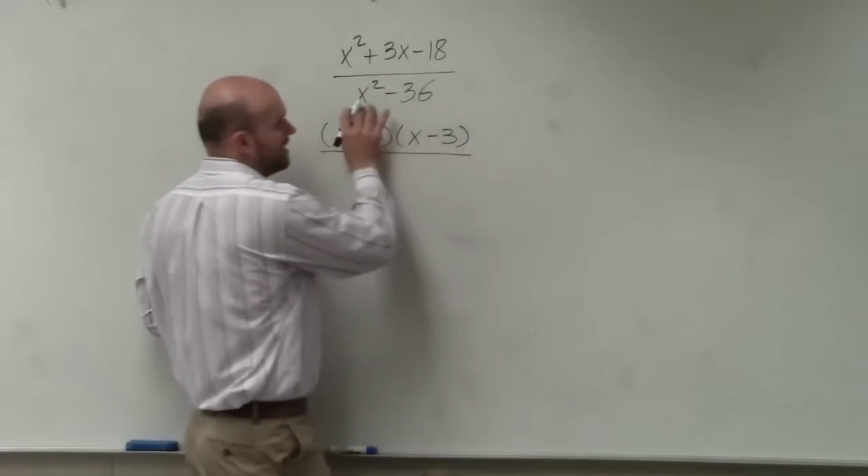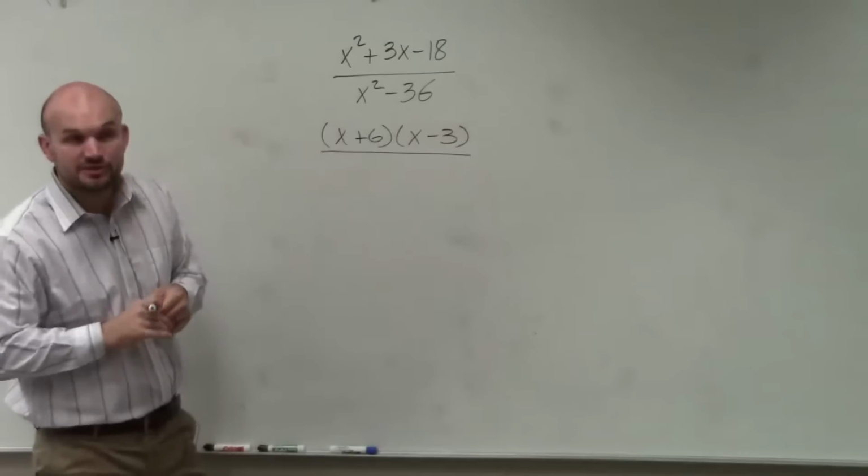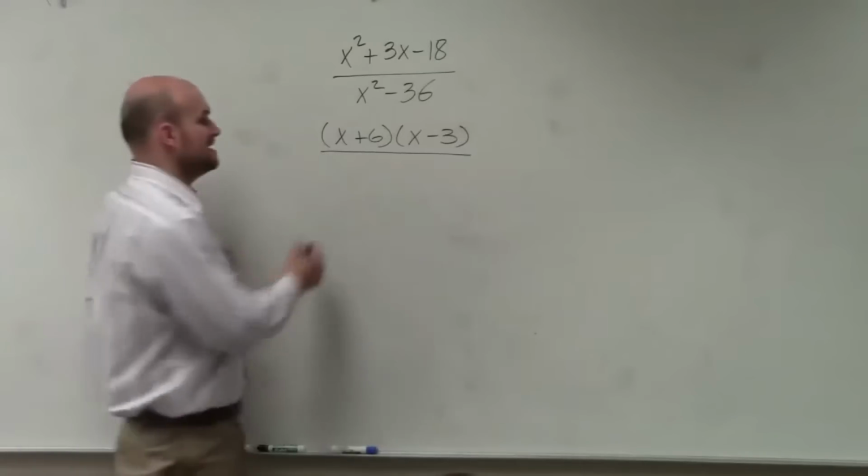Then over, I have x squared minus 36. That's a difference of two squares. It would be x minus 6, x plus 6.